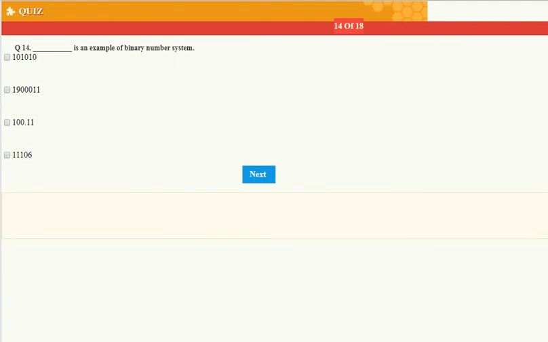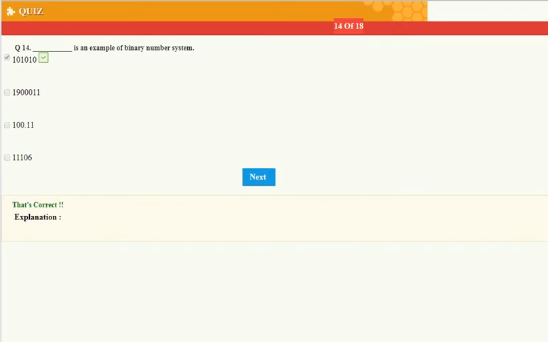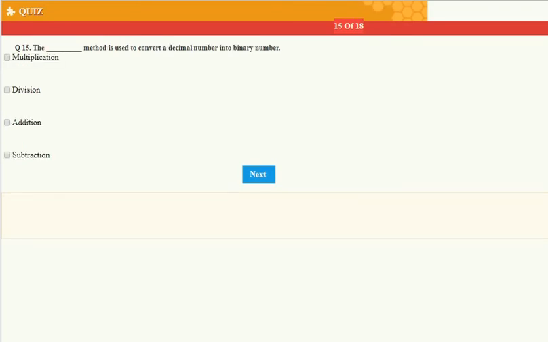Dash is an example of the binary number system. Which one? Binary number consists only of digits 0 and 1. So the first option is the correct answer. The dash method is used to convert a decimal number into a binary number. Which method? Division.